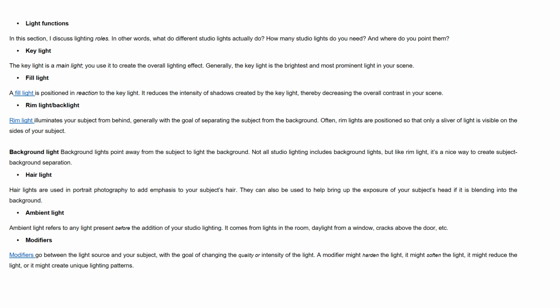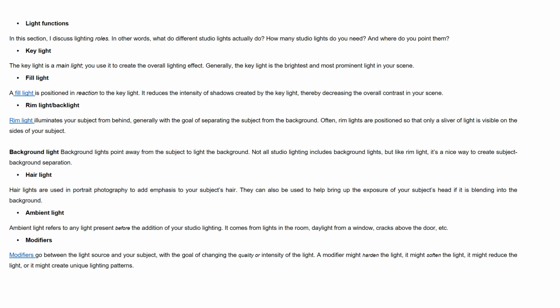Third is rim light, or backlight. Rim light illuminates your subject from behind, generally with the goal of separating the subject from the background. Often, rim lights are positioned so that only a sliver of light is visible on the sides of your subject. Background light. Background lights point away from the subject to light the background. Not all studio lighting includes background lights, but like rim light, it's a nice way to create subject background separation.